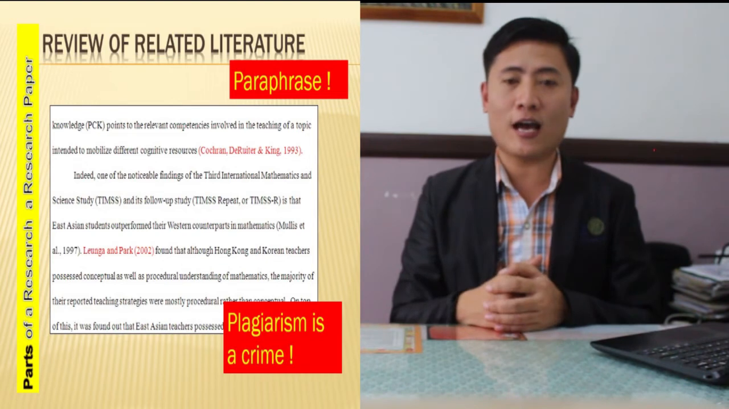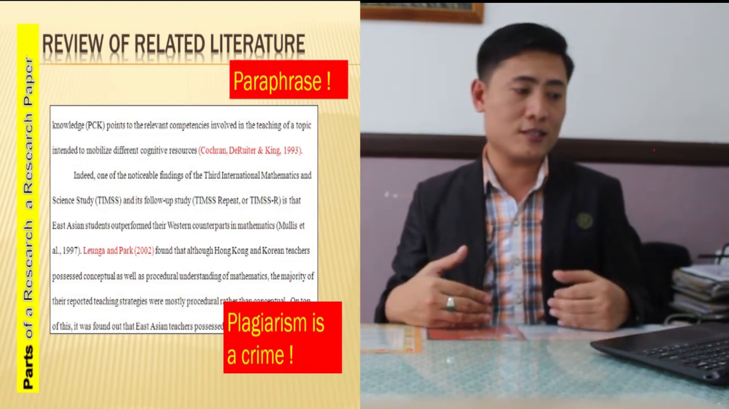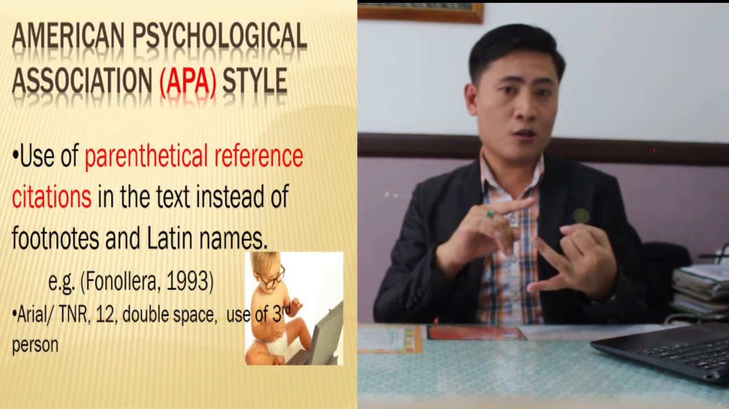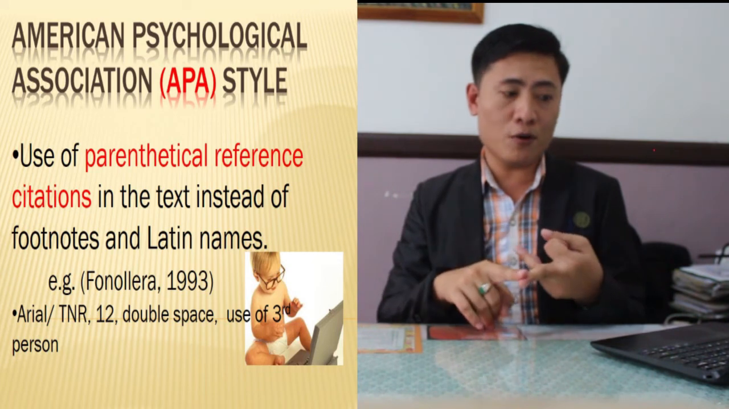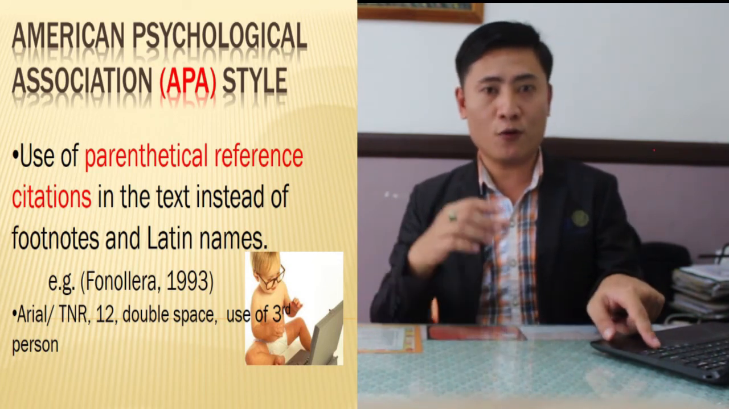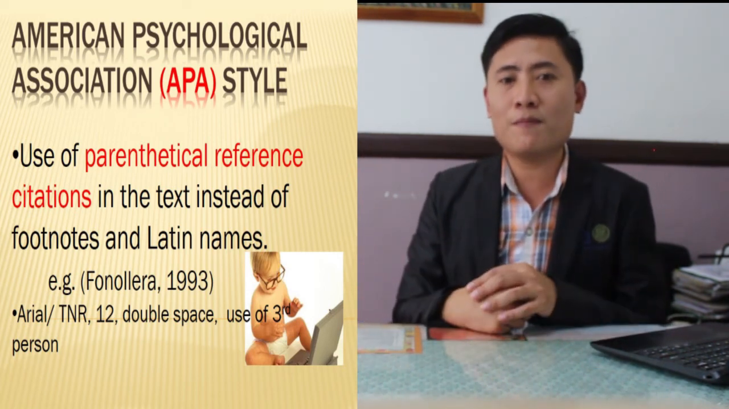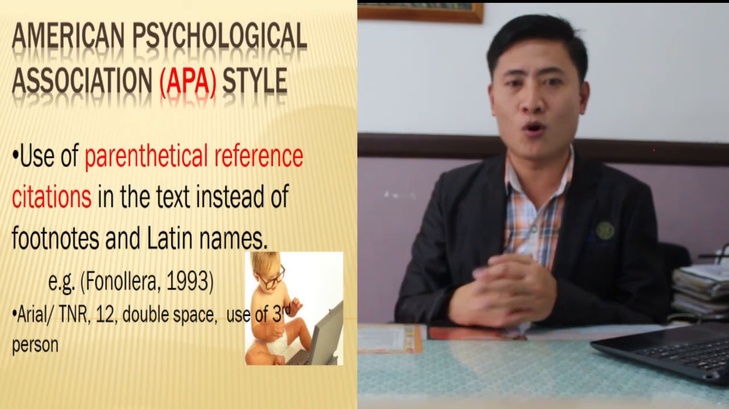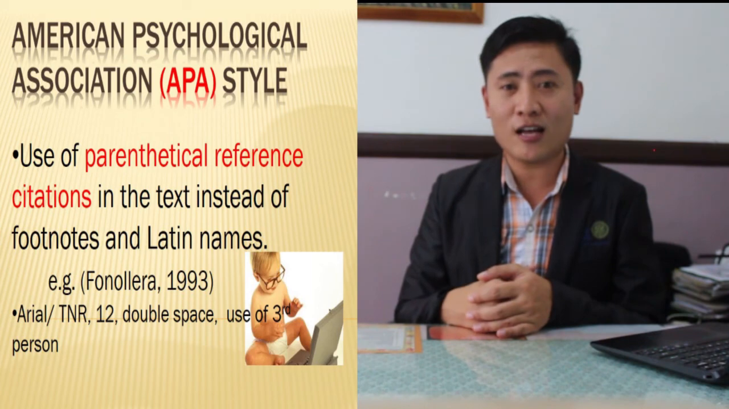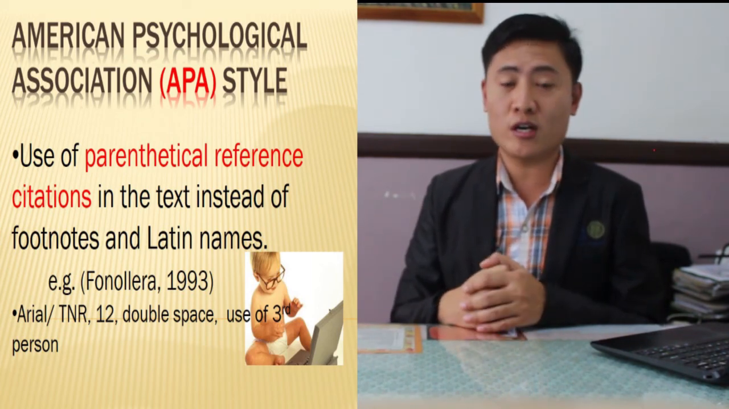And of course, the APA style, these are just some of the requirements. So it must be Arial or Times New Roman, 12 font size, double space, and you can use the third person. And of course, for some other guidance on the APA style, you can browse the net and do more exercises. And that's it about the context and rationale wherein you integrated the literature review.